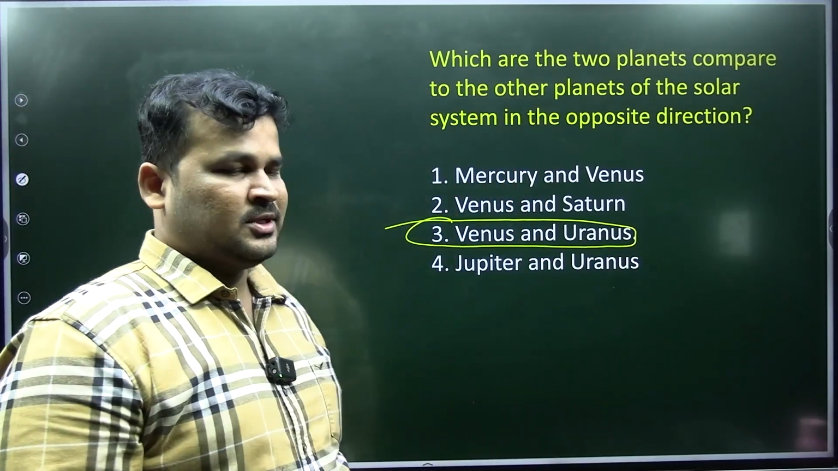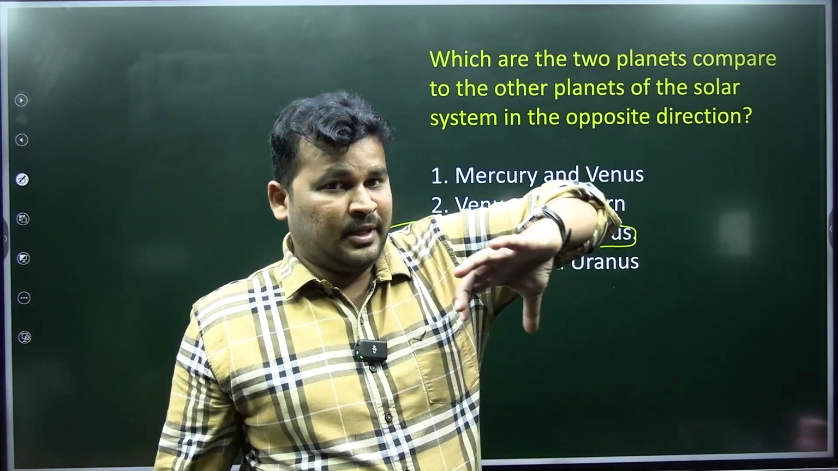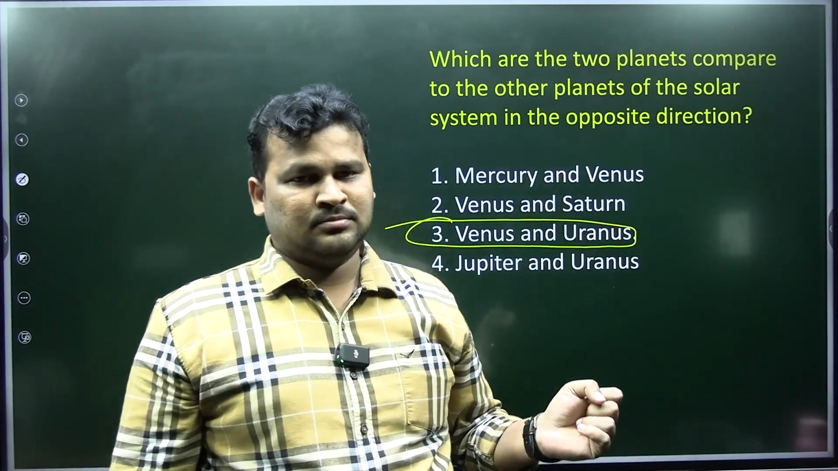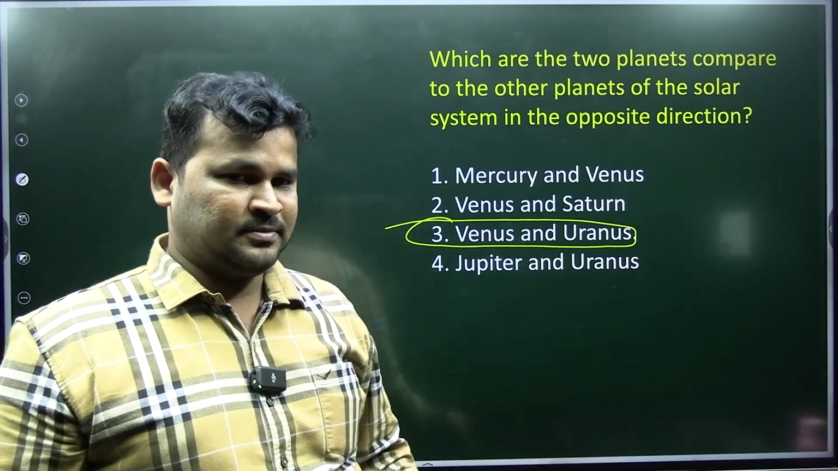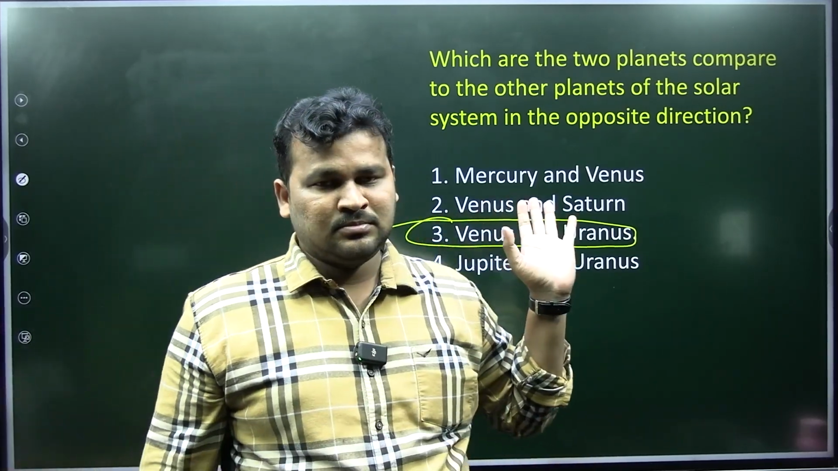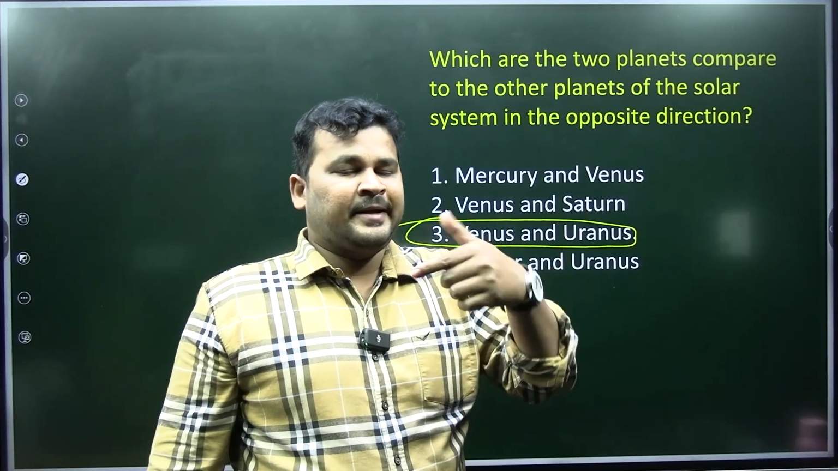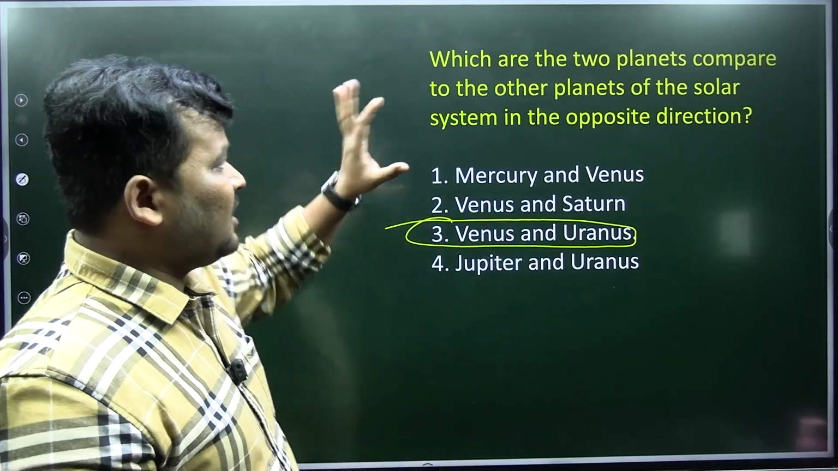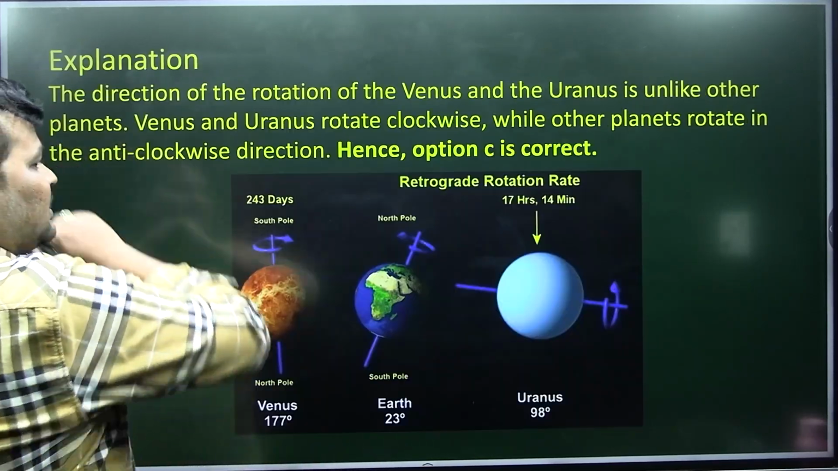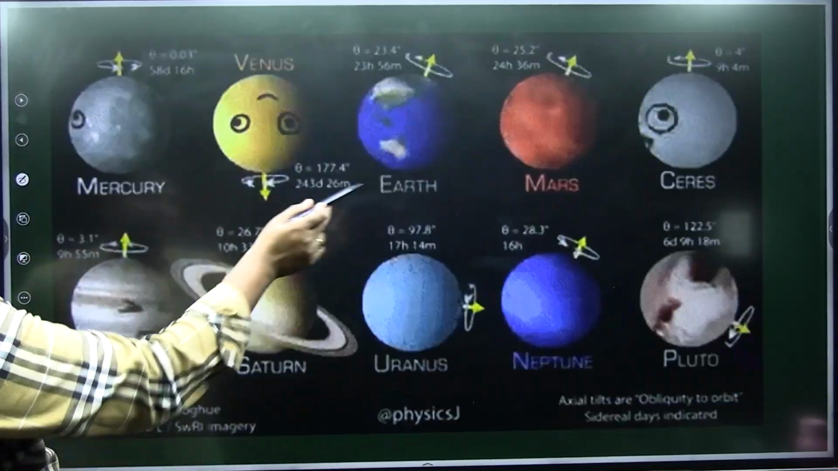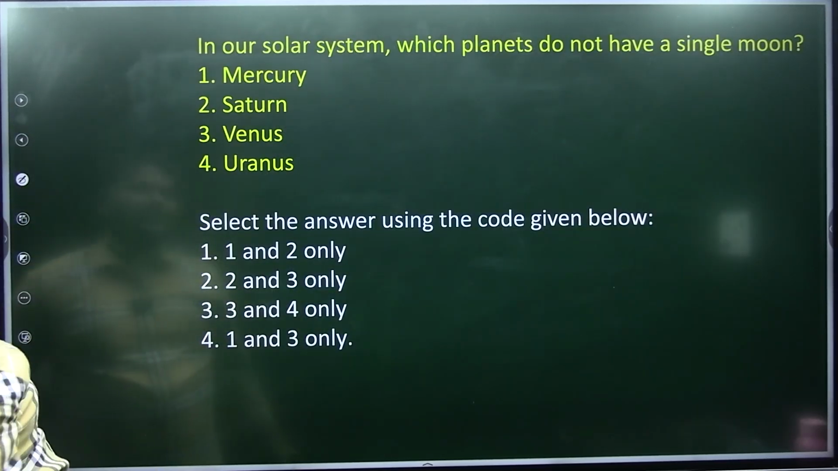Venus and Uranus are rotating in the clockwise direction, and also Uranus is rotating on its side. The remaining planets rotate in the anti-clockwise direction on their own axis. So that's the information. Next one.